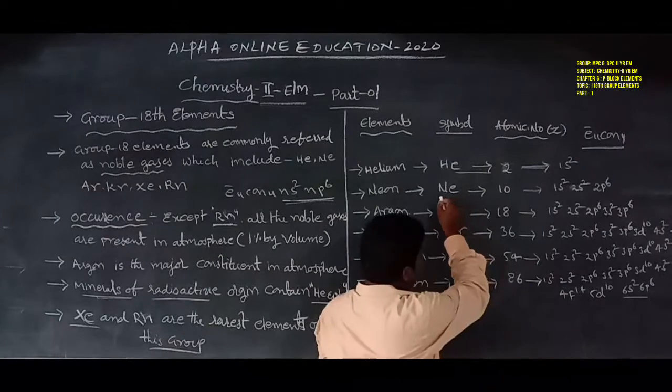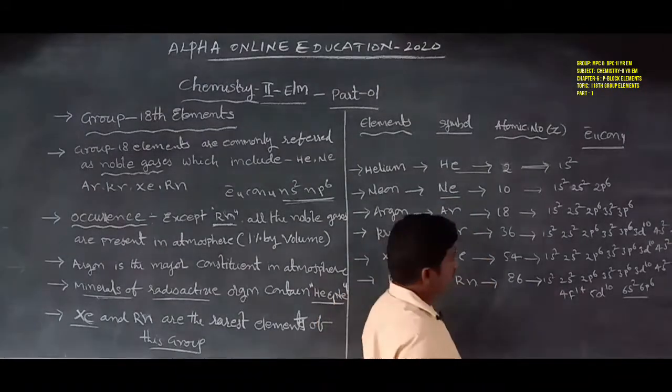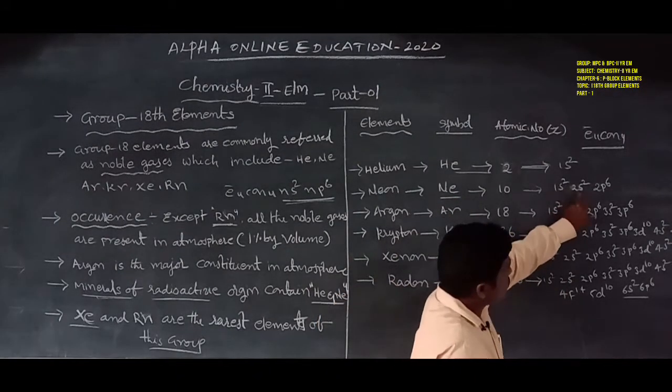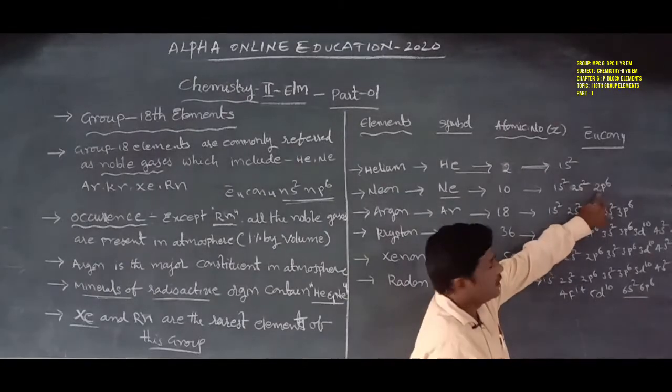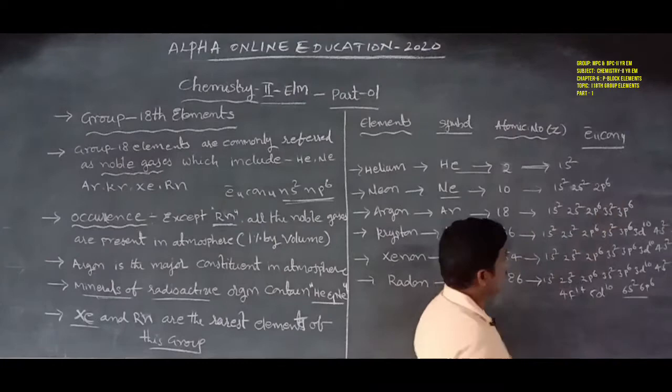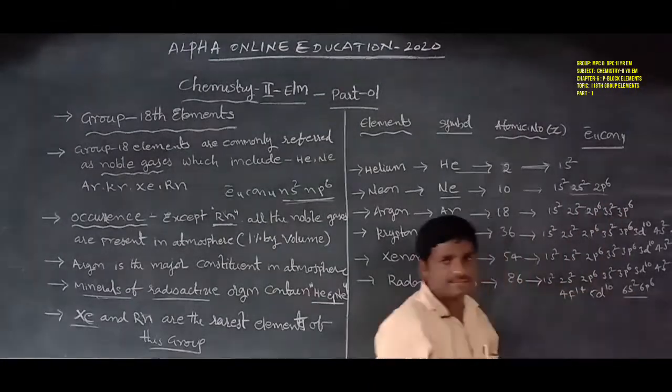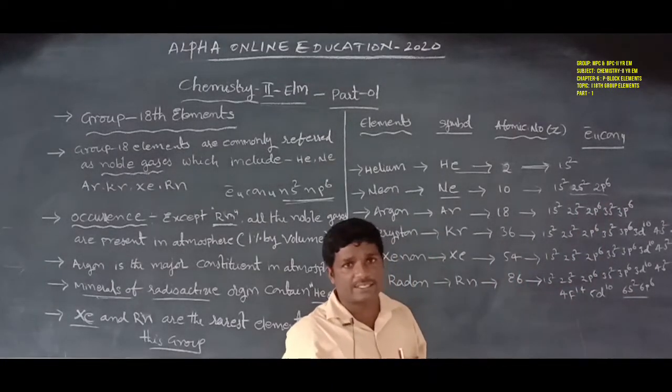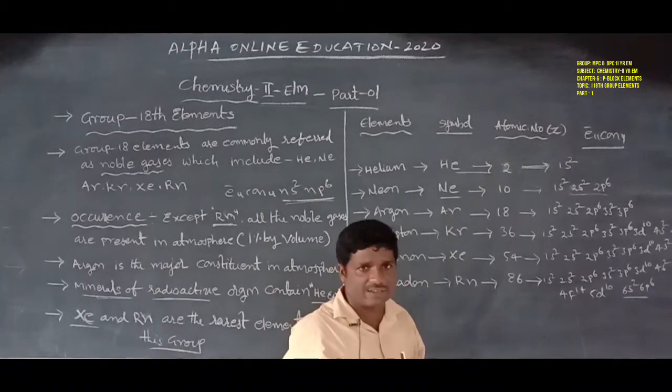Next one, neon, atomic number 10. Here is the electron configuration: 1s2, 2s2, 2p6. Here 2 plus 2 is 4, 4 plus 6 is 10. The outermost shell consists of 8 electrons. So it is also called the octet rule or stable electron configuration.